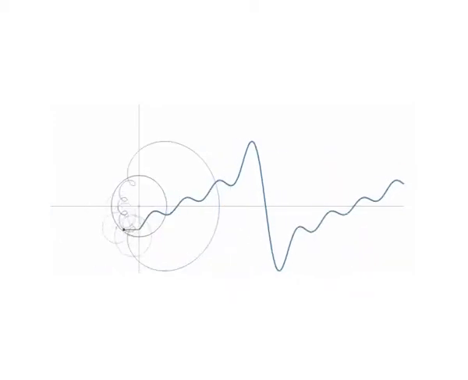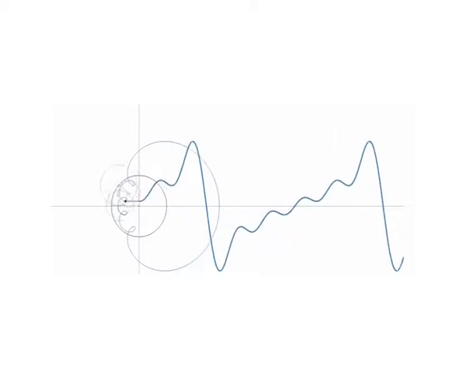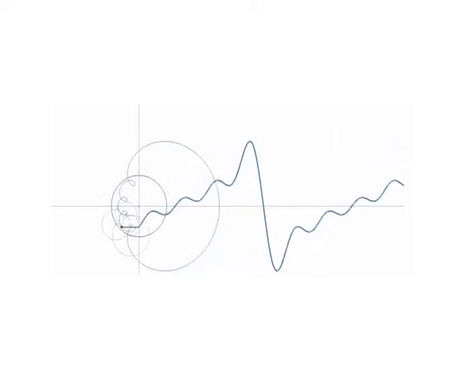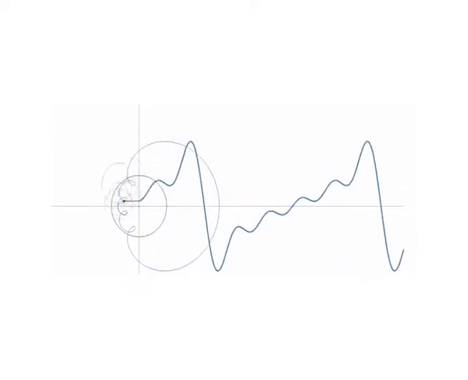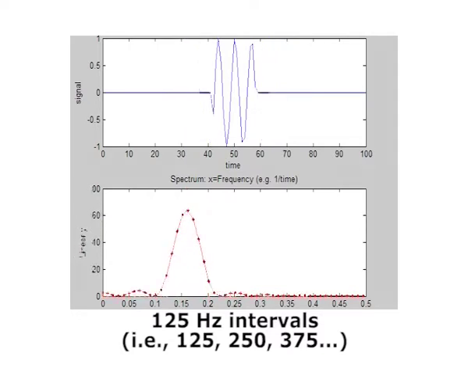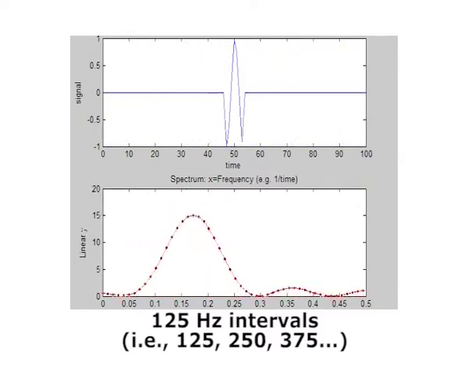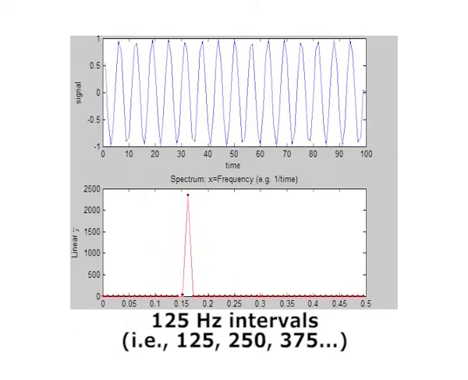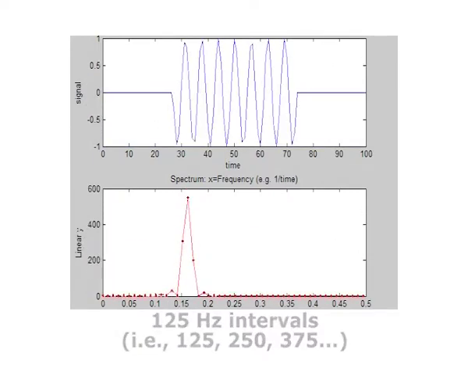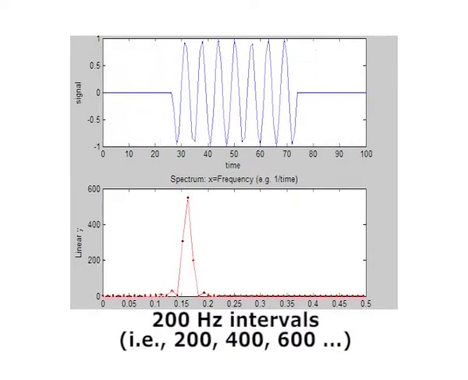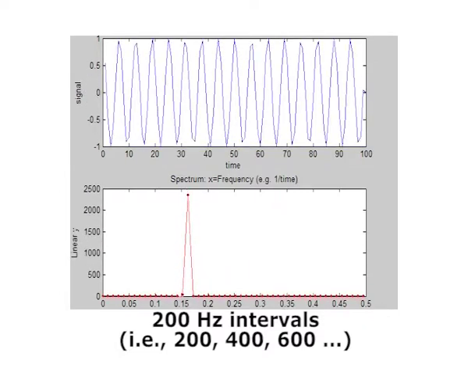Also, the fundamental frequency defines the harmonic spacing. That is, when the fundamental frequency is 100 Hz, harmonics will be spaced at 100 Hz intervals, that is, 100, 200, 300. When the fundamental frequency is 125 Hz, harmonics will be spaced at 125 Hz intervals, that is 125, 250, 375, and when the fundamental frequency is 200 Hz, harmonics will be spaced at 200 Hz intervals, that is 200, 400, 600.